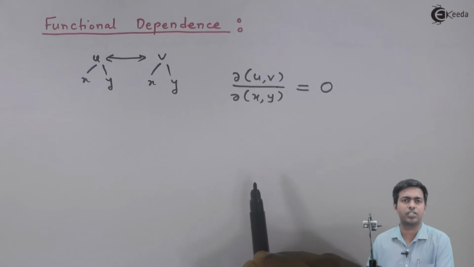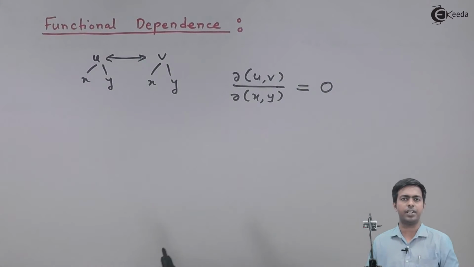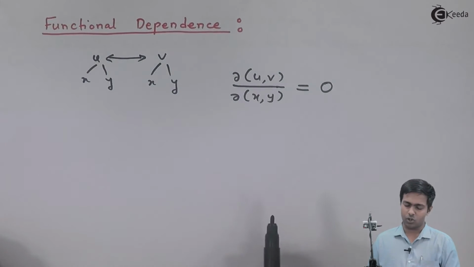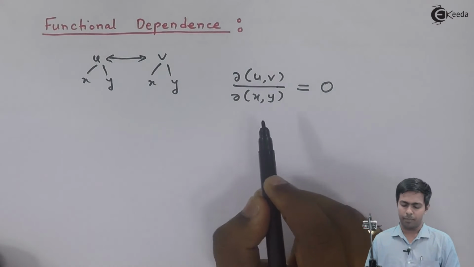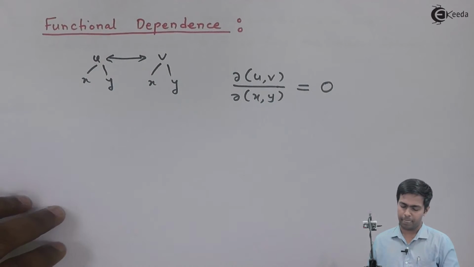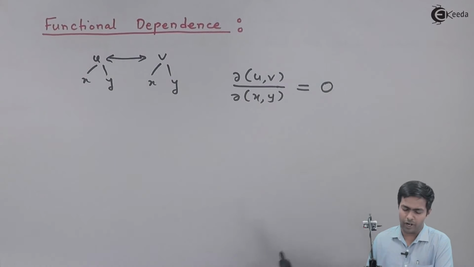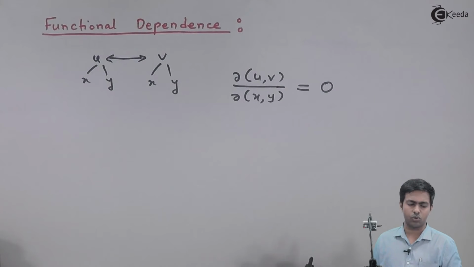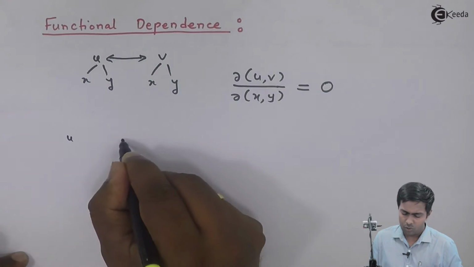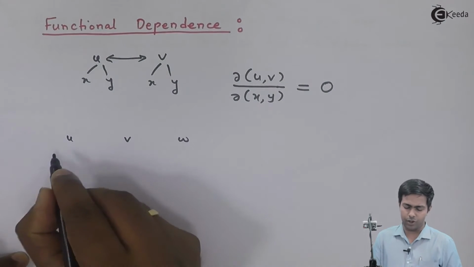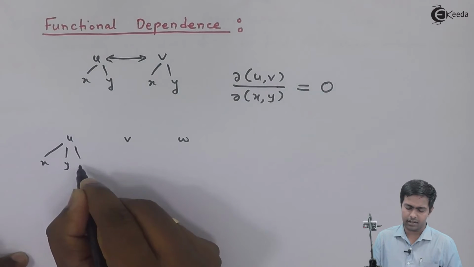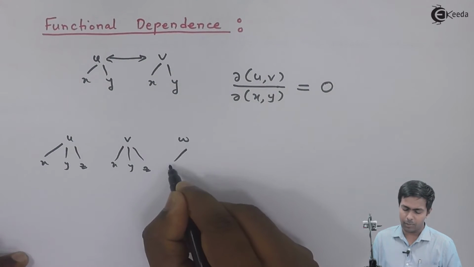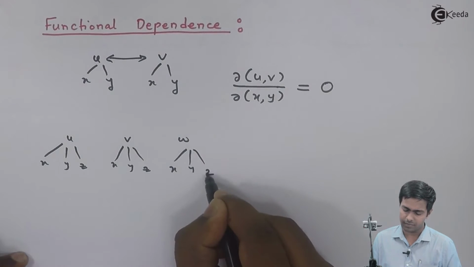And if they are functionally dependent, then we can definitely find out the relationship between u and v. So let's understand this by using one example. Similarly, we can see the functional dependency between more variables also. Now let's say there is u, v and w, where u is a function of x, y, z, v is also a function of x, y, z, and w is also a function of x, y, z.